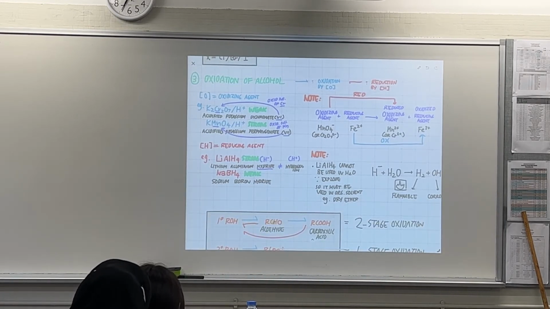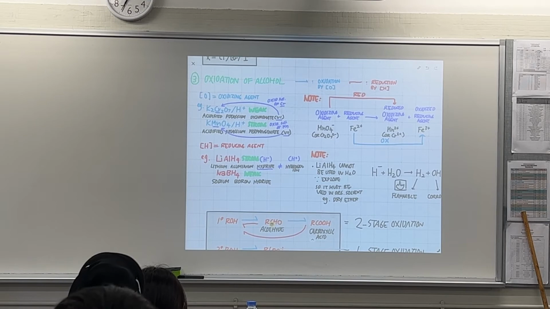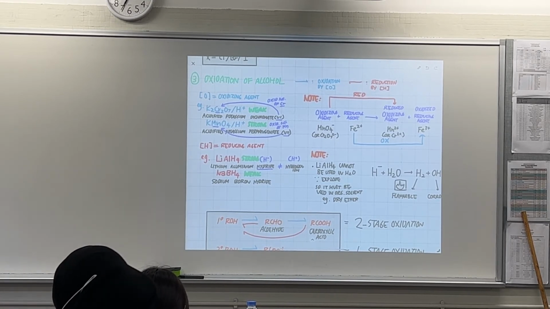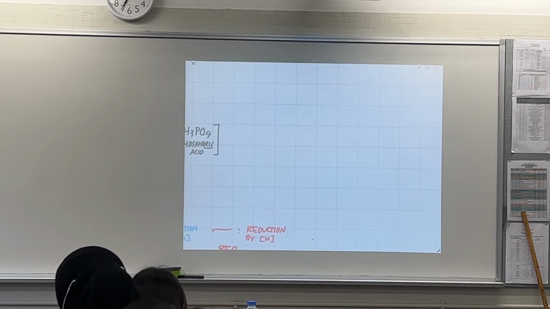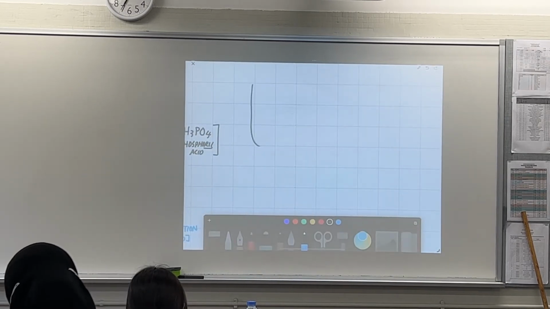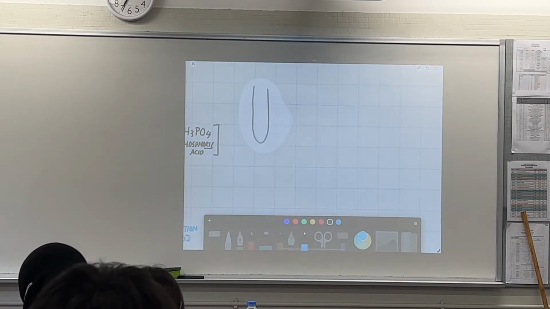I mean, they are all colorless. Alcohol is colorless, aldehyde is colorless. How do you know if the alcohol has been oxidized to aldehyde? Is to look at the color change of the oxidizing agent. The oxidizing agent will change color. So can you all put down the colors of the oxidizing agent? You have, let me put this in here.